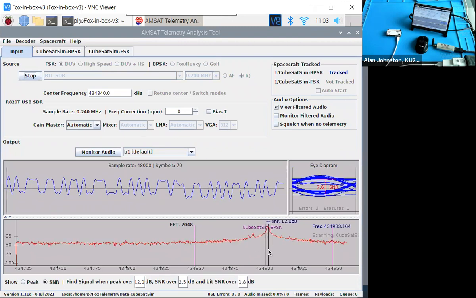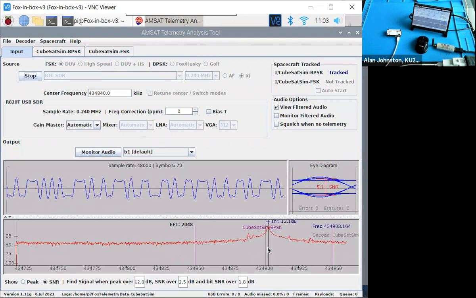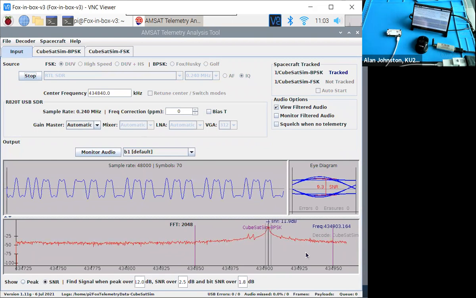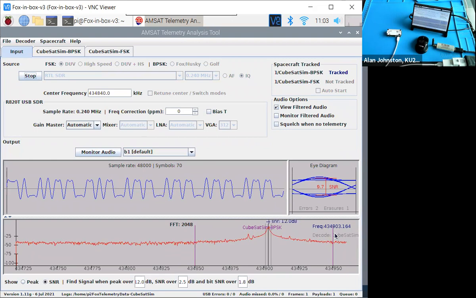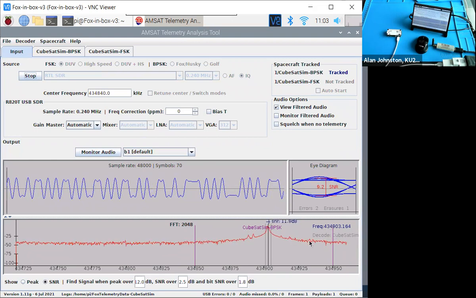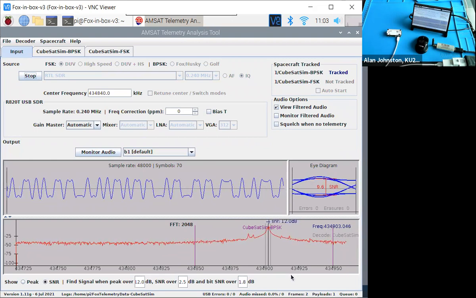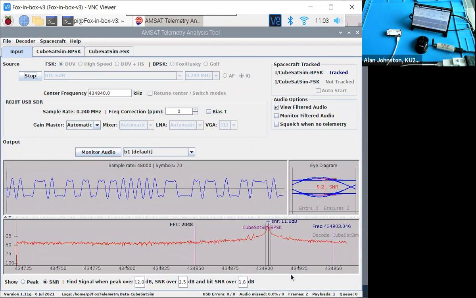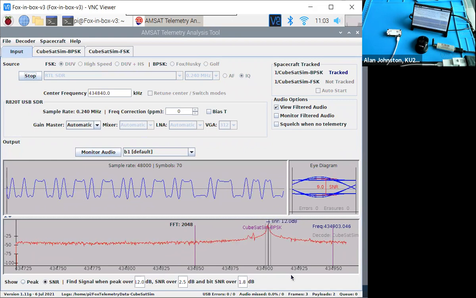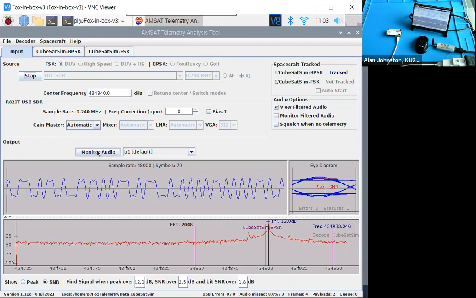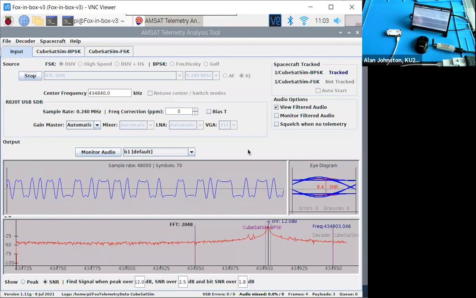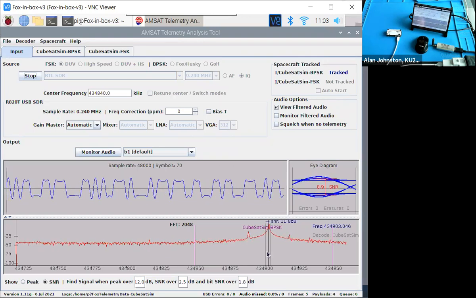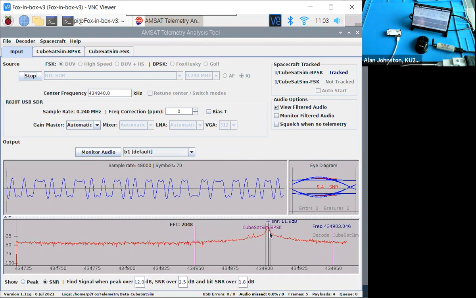And there it is. We see the signal here at about, looks like, 434.903 megahertz. And I'm just going to turn the sound off here because we don't need to listen to that the whole time. You can also listen to it in FoxTelem if you click on this monitor audio as well.